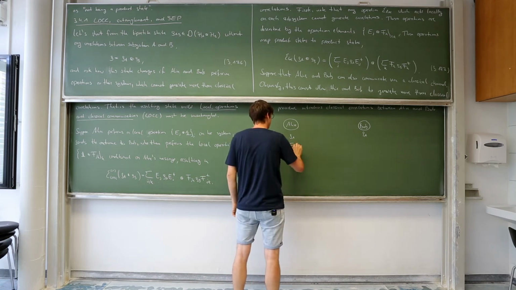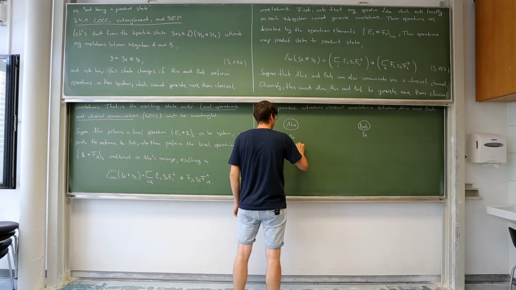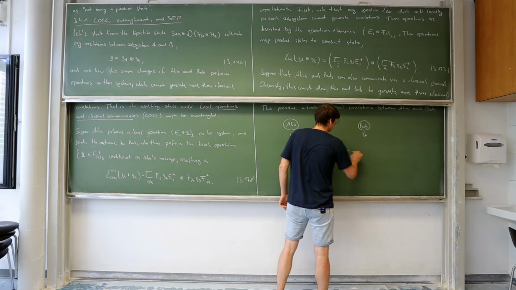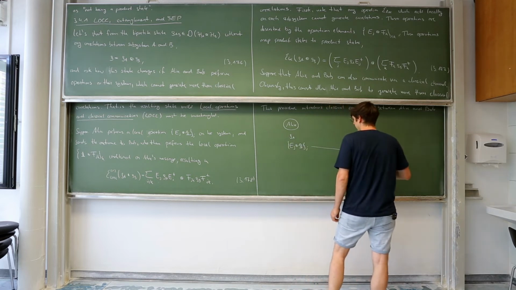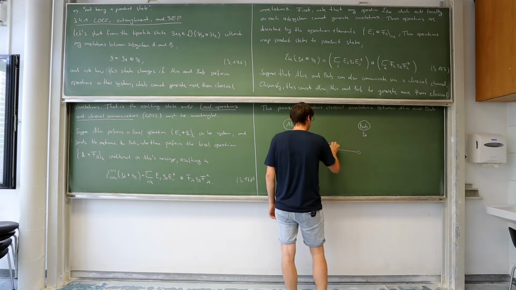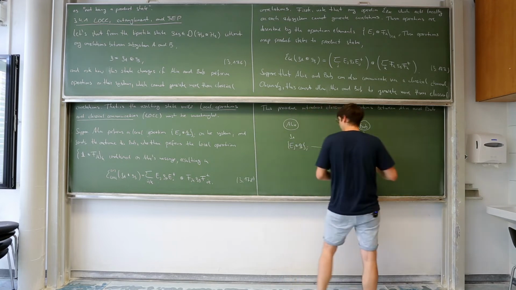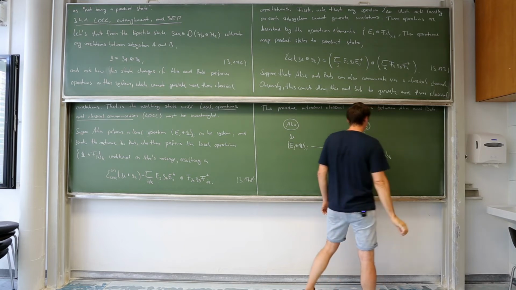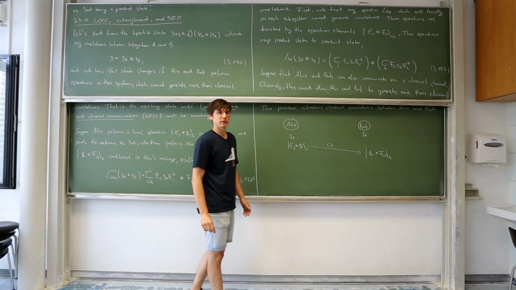Namely, she performed this measurement E_J, so E_J, okay? And then she communicated this result to Bob via classical communication, and then Bob performed this measurement F_JK, conditioned on this message. Okay, this is what we did so far.